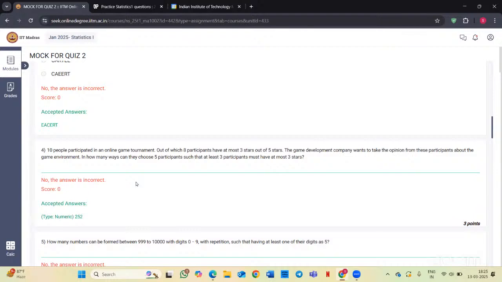Okay, then. This is the next question. How many numbers can be found between 999 to 10,000 with digits 0 to 9 with repetition, such that having at least one of their digit as 5? Just read the question carefully and let me know the method that you will be using.